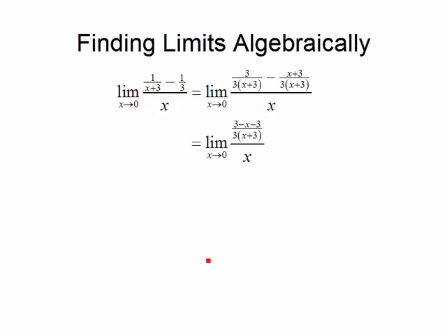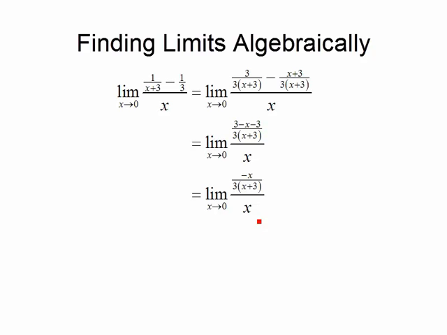I've left alone the denominator. I'm not messing with that yet. And when I put the tops together, I get 3 minus x minus 3, which you see right here. And now I can go ahead and cancel out those 3's. That leaves me with minus x on top divided by 3 times the quantity x plus 3. And in the denominator of this big fraction, we have x.